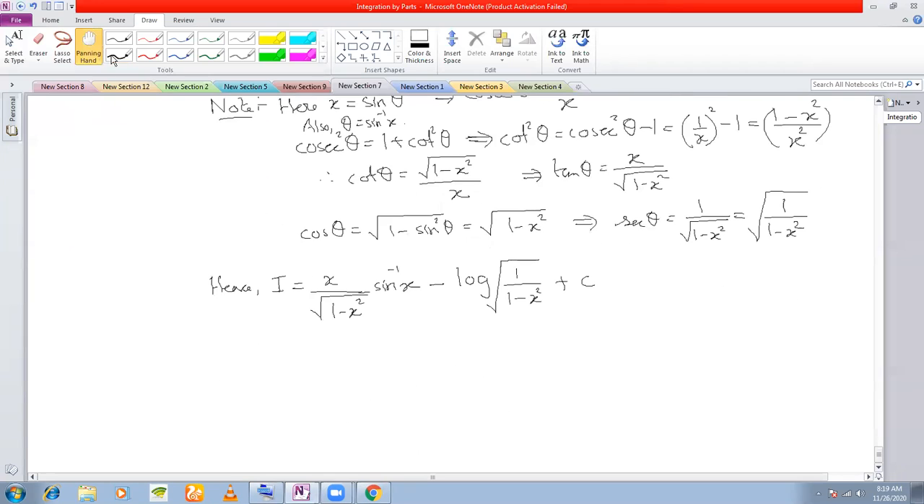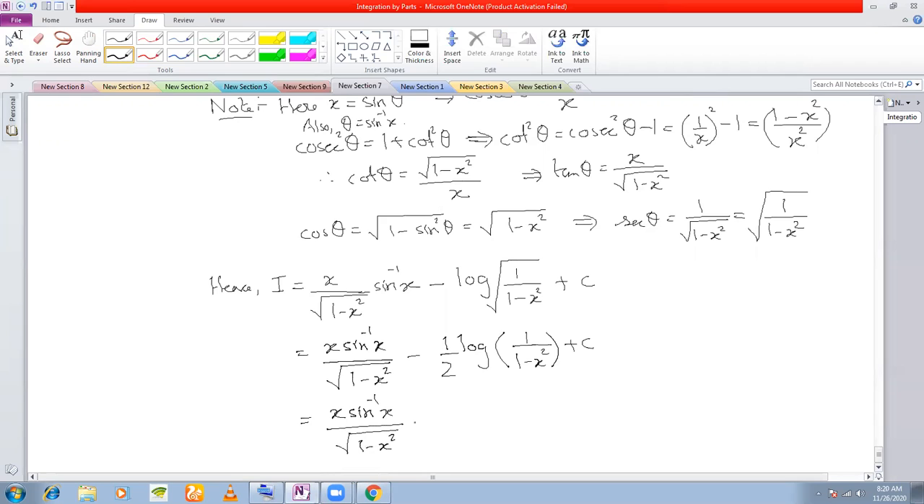And then you can simplify this a little further also. You can write this as x sin inverse x by root 1 minus x square. And this square root, what you can do is you can take half log 1 by 1 minus x square plus c. And now what you can do here is x sin inverse x by root 1 minus x square minus half, you can write this as log 1 minus x square, right, plus a constant.